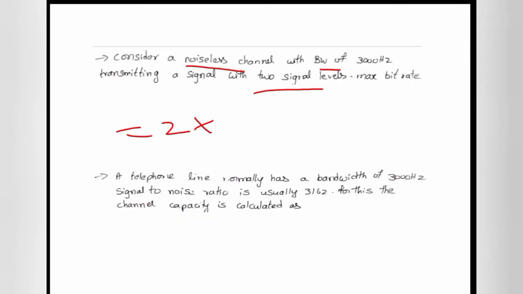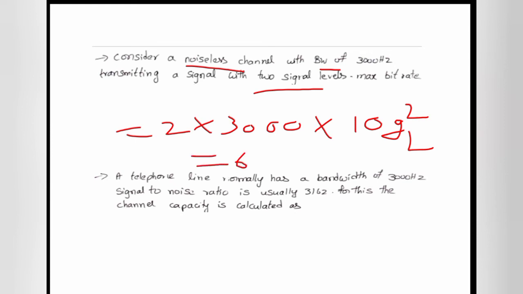So 2 into bandwidth, which is 3000 Hz, and what are the signal levels used here? Log L base 2, right? So log 2 to the base 2 is 1. So the maximum bit rate is 6000 bits per second. Okay, so this is the noiseless channel problem. Next we will see another problem.